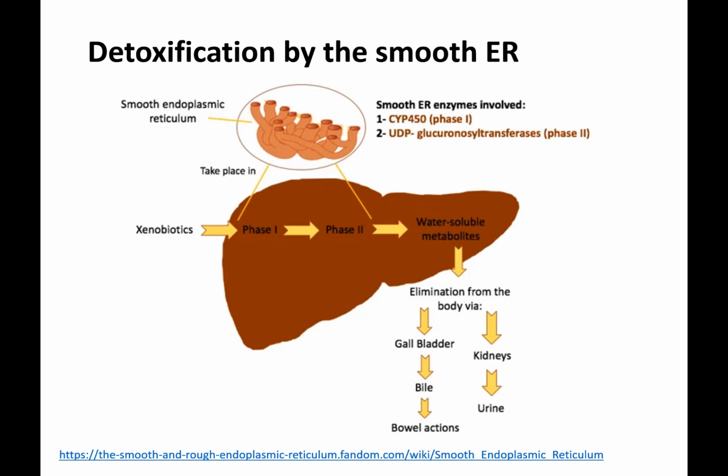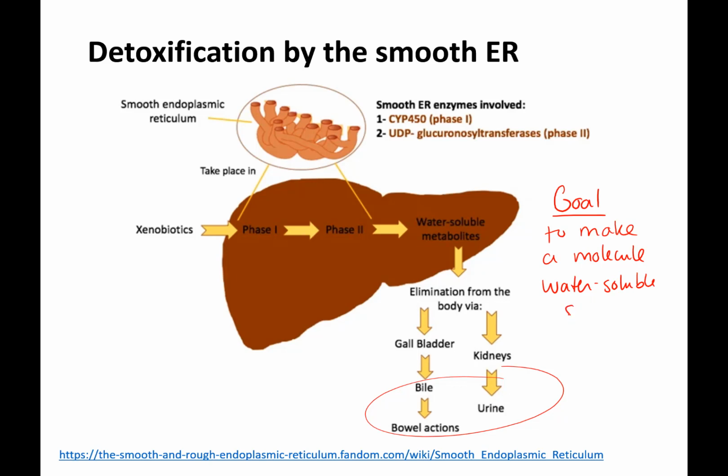One of the key functions of the smooth ER in all of our cells, but especially our liver, is detoxification. So you're taking something that could be toxic, could be harmful to your cell or your body, and you're trying to get rid of it. And really the big goal of detoxification is to make a molecule water soluble so that the body can get rid of it.